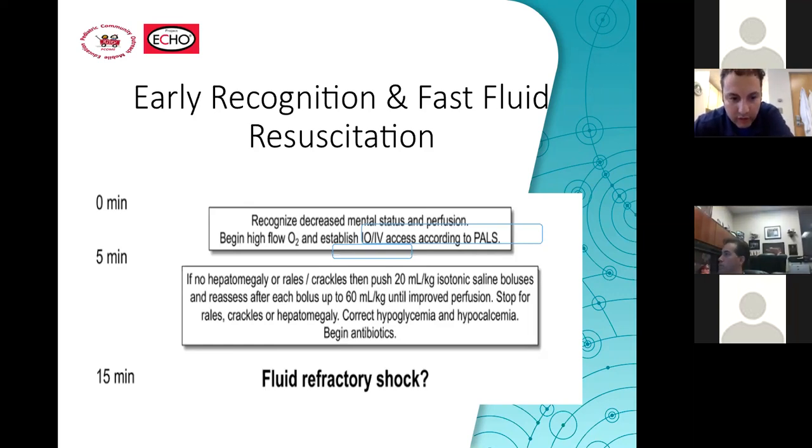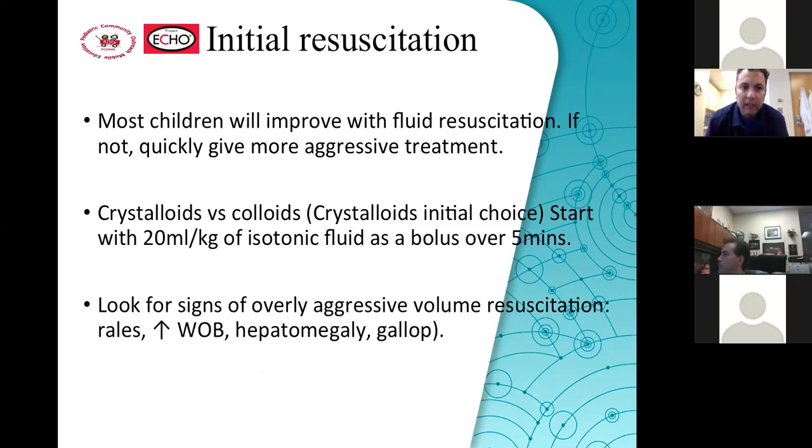Don't forget about your antibiotic in the first 60 minutes. So that's a good reminder. Also look at the glucose and calcium. And that's put in a slide that's actually real life.